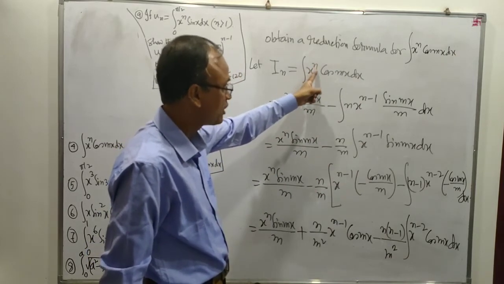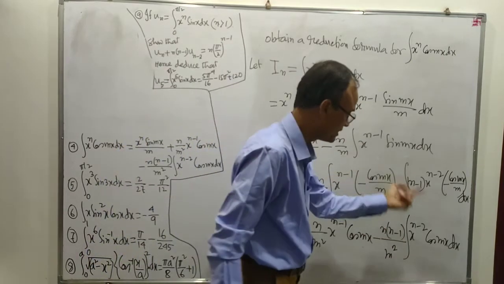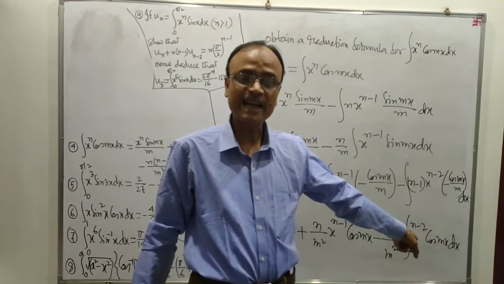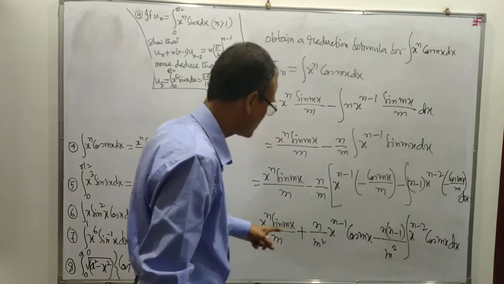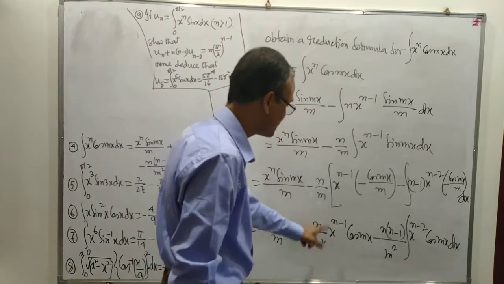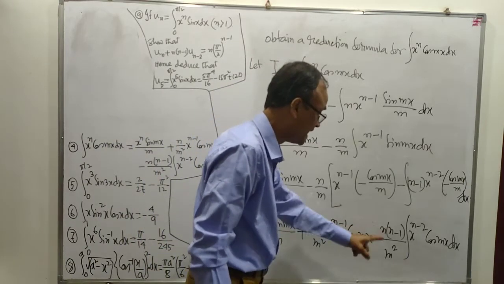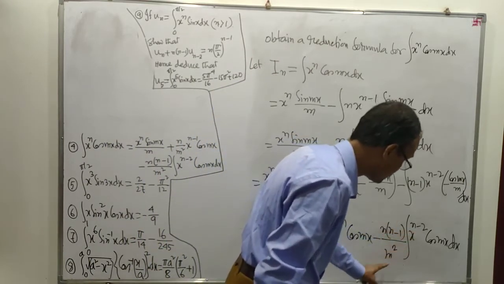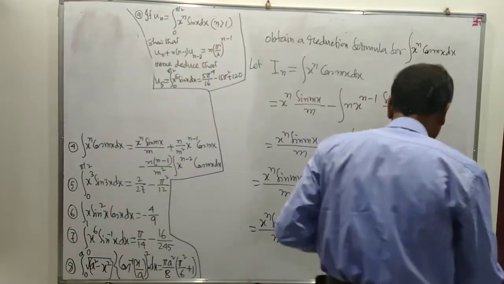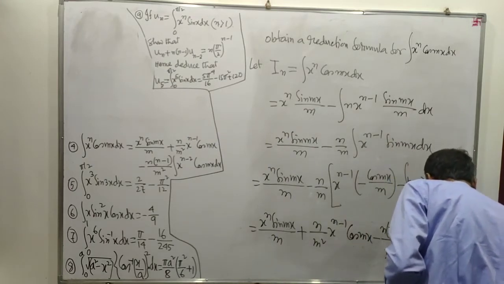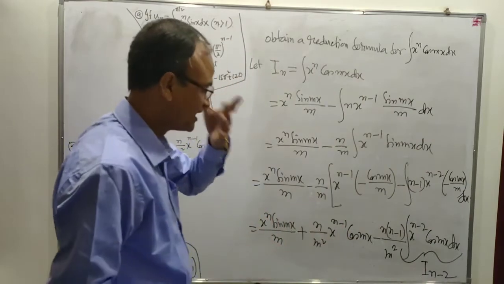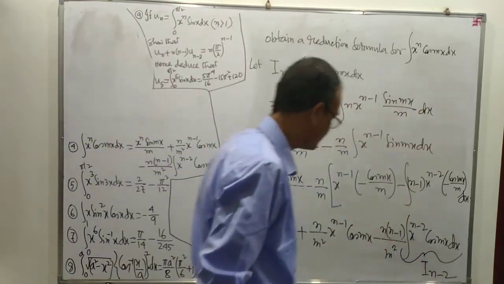And in place of n, x to the power n, in place of n it is n minus 2. You may write it as I n minus 2 also. X to the power n sin mx divided by m plus n by m square x to the power n minus 1 cos mx minus n into n minus 1 by m square. What is this? This can be written as I n minus 2. You may replace this by I n minus 2.